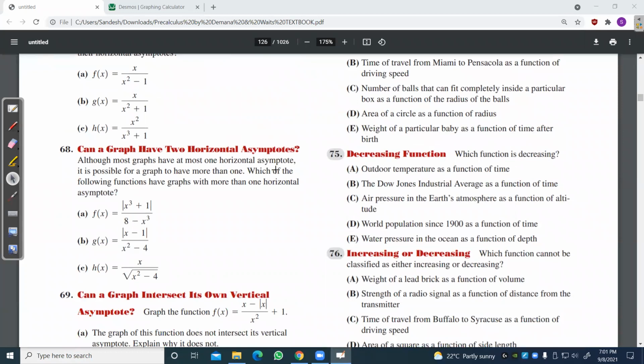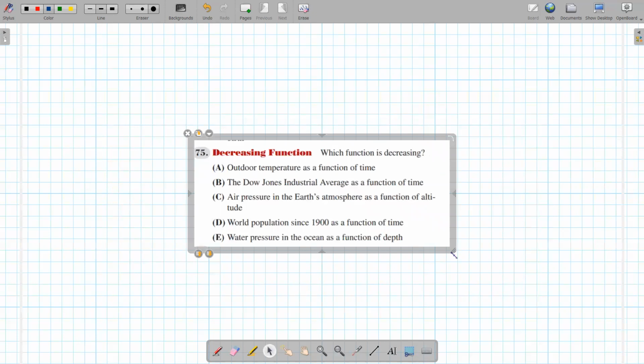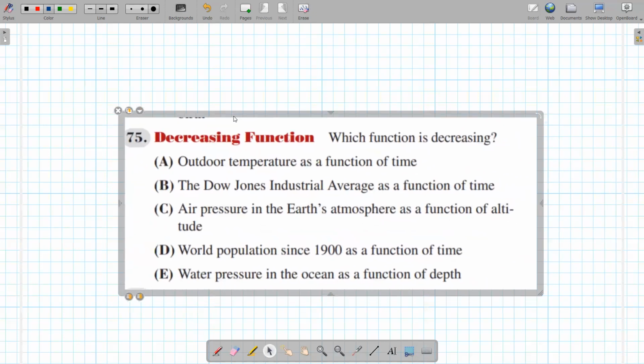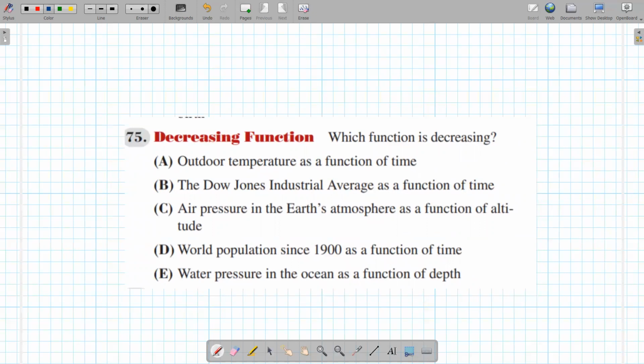Which function is decreasing? This means as x goes up, y is going down. Okay? Outdoor temperature as a function. I mean, what time? In the daytime, it's going to go up. At nighttime, it's going to go down. The Dow Jones Industrial Average as a function. Air pressure and air atmosphere. Okay, that's definitely going up. D is definitely going up. Water pressure. Yeah, it's not D anyway. I think it's C. Air pressure goes down as altitude goes up. Yeah, that's why planes fly.